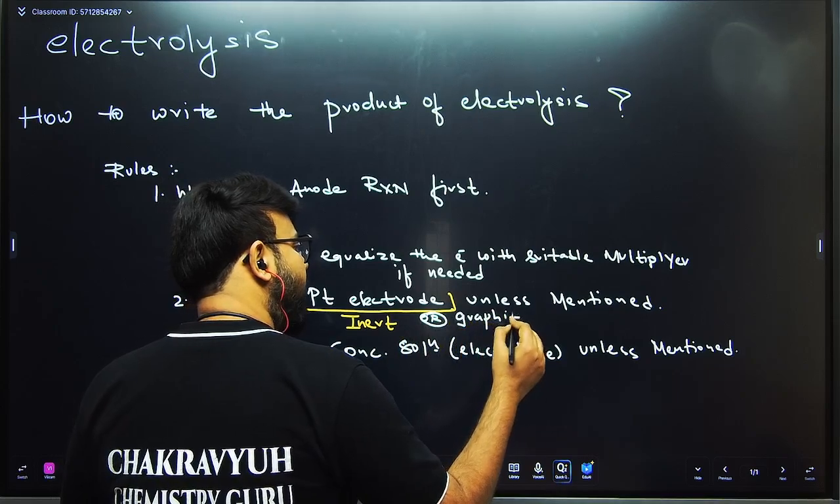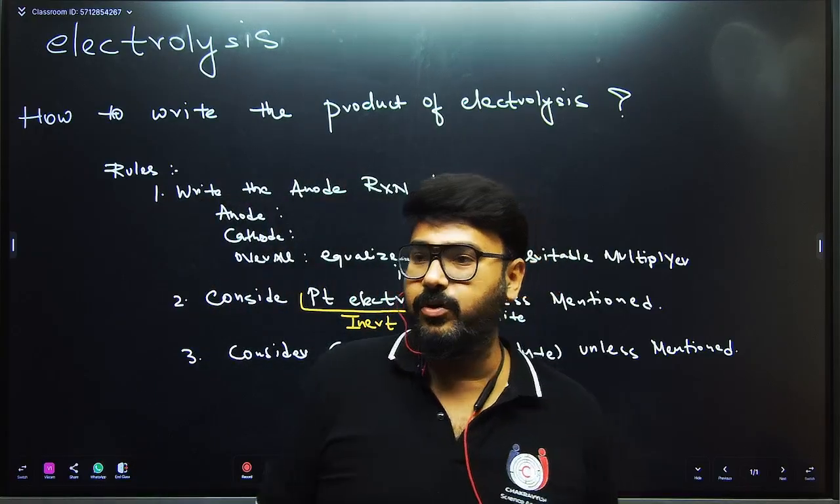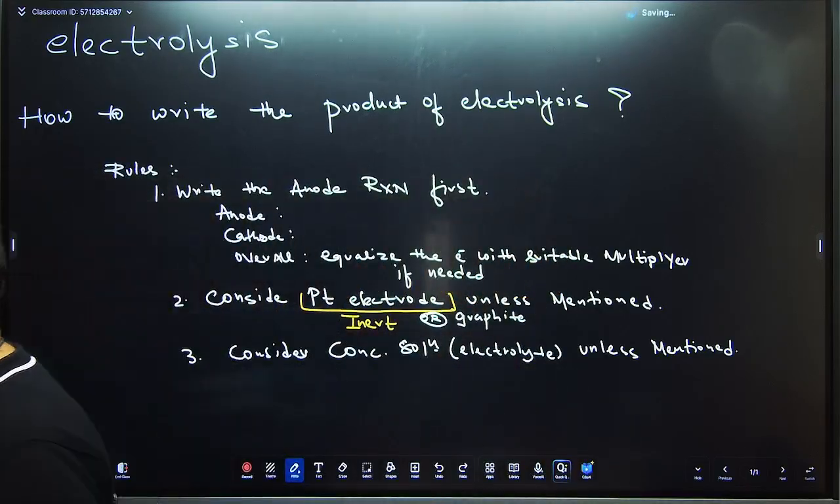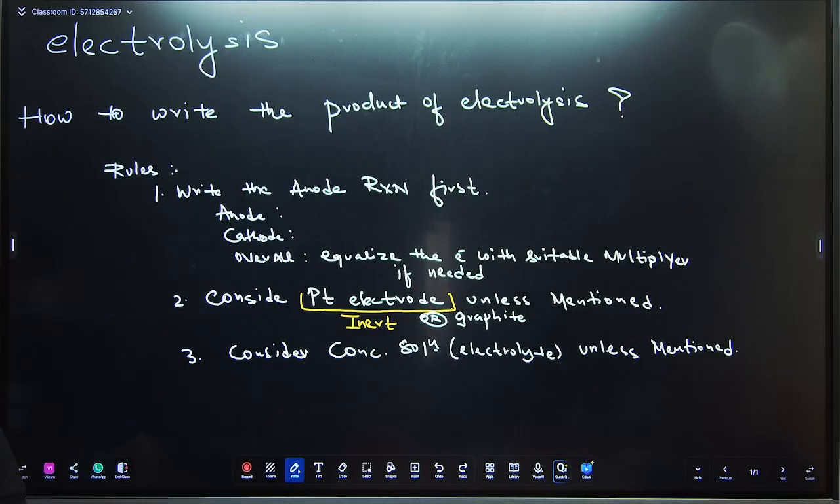Graphite is the allotropic form of carbon. And graphite is a very good conductor, the best conductor of electricity. So it is very ideal for an electrode.